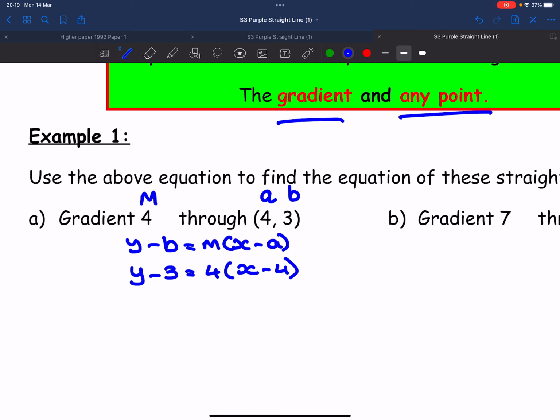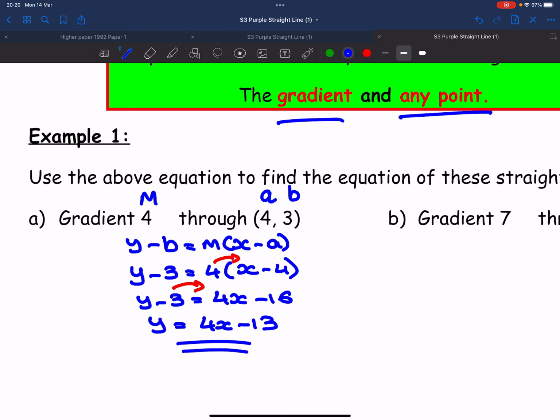Now, what we then need to do is expand the brackets and then simplify. So let's run the 4 through that bracket just as normal. So we have y minus 3 is equal to 4x minus 16. Take your minus 3 across. Minus 3 becomes a plus 3. So we get y is equal to 4x minus 16 plus 3, which is minus 13. And that's the equation of the line that has a gradient of 4 and it goes through the point (4, 3). Okay?